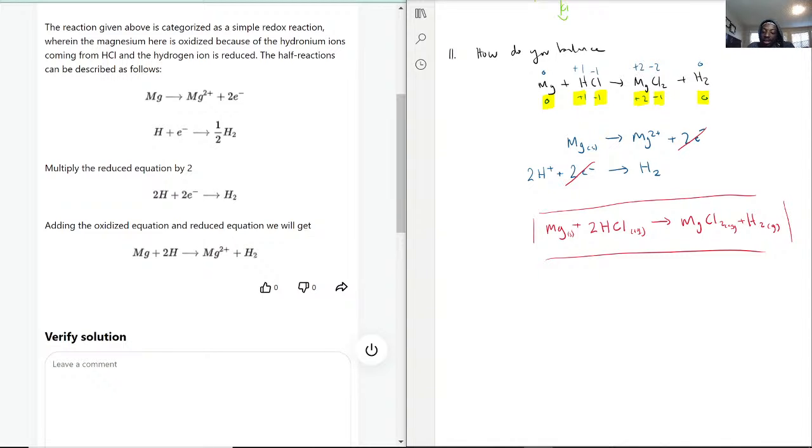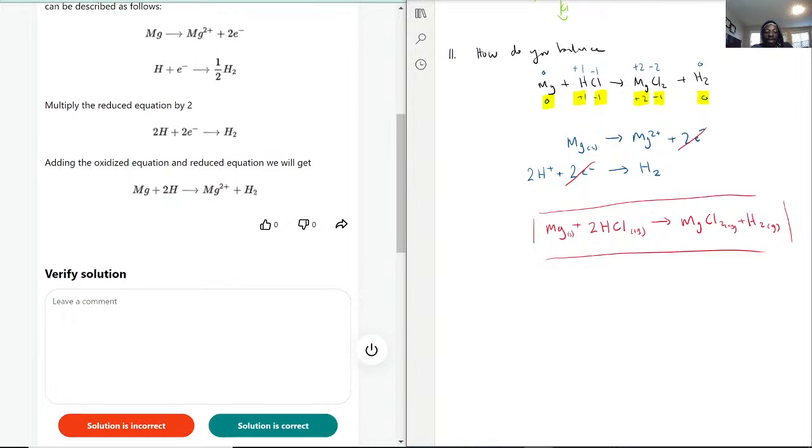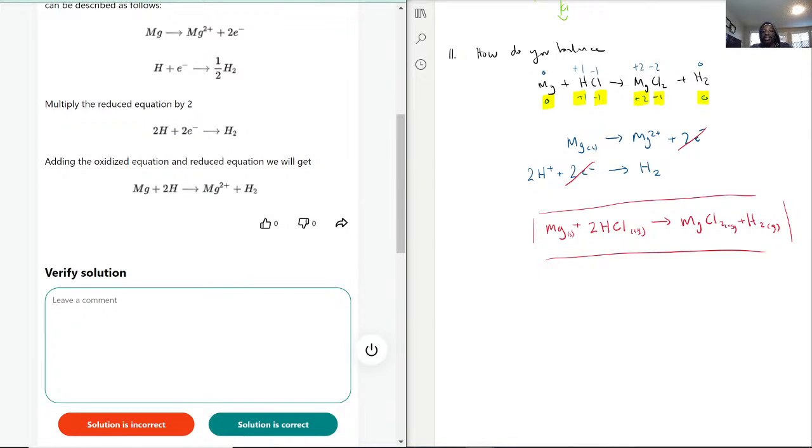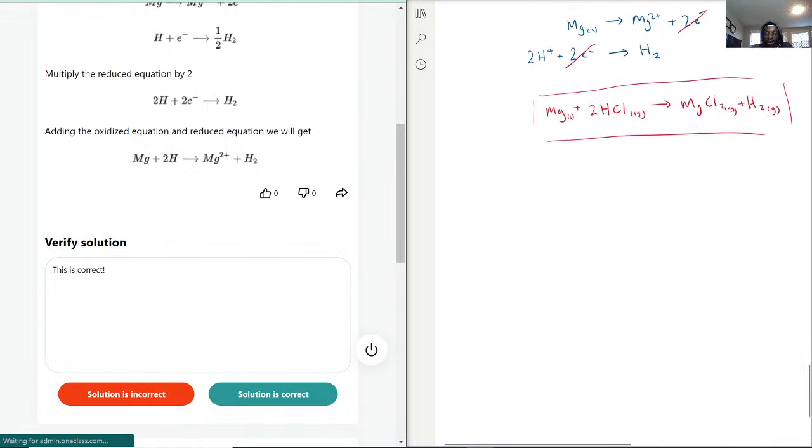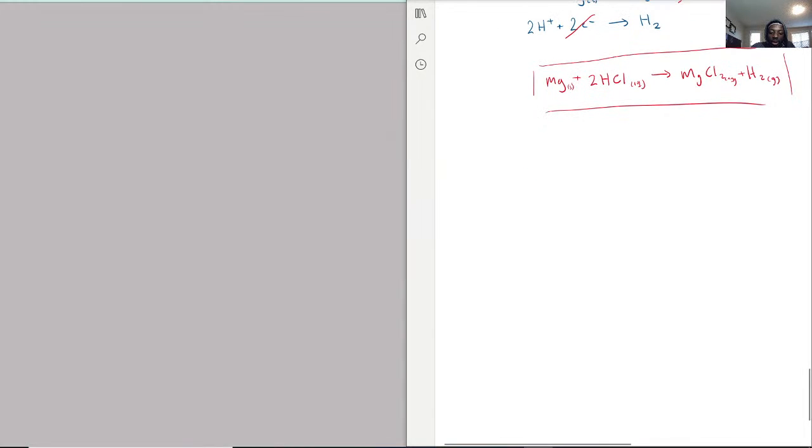You could just balance it by looking at it and saying, oh, we need 2 hydrogens and 2 chlorines. But when you get to more complex redox reactions, you have to balance by the electron change, hence why we use the half reactions. Because there are some questions where you have to start adding things like protons and water on either side, and you cannot solve that just by a glance. So this is correct. And now we move on to question 12.